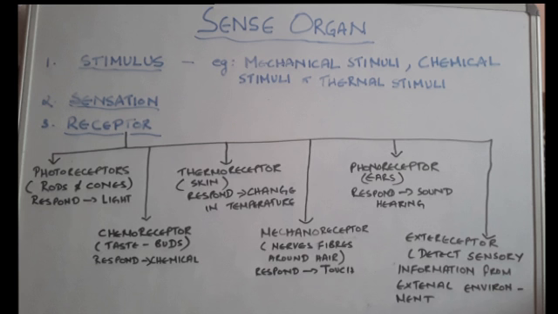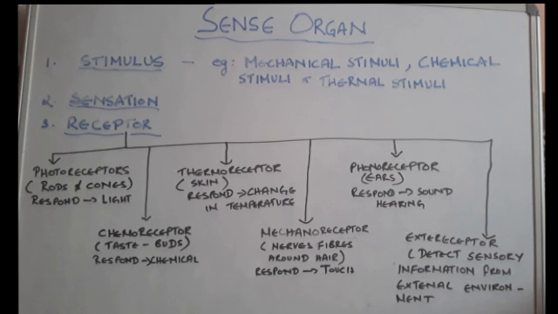are the receptor cells. Then comes the chemoreceptor. The taste buds are the receptor cells, and they respond to chemicals. Then comes the thermoreceptor, which is present in the skin, and it responds to the change in temperature. Then comes the mechanoreceptor, which is present in the nerve fibers around the hair, and it responds to touch, feel. Then come the phonoreceptors, present in the ear, and they respond to sound, hearing.